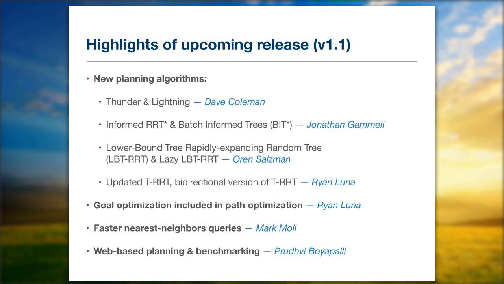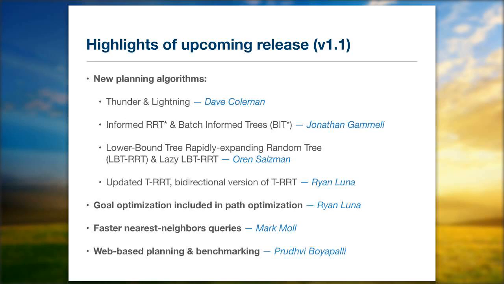We have a release coming up in the next couple of months. We don't have a firm deadline, but these are some of the things that will definitely be included. A bunch of new planners, two of which are called Thunder and Lightning. They're based on experience-based planning methods, and I'll talk more about that later. Then we have a number of optimizing planners, Informed RRT* and Batch Informed Trees, which provide asymptotic optimality. And then there's LBT-RRT, which provides approximate asymptotic optimality, or near optimality. That's a slightly weaker optimality condition, but hopefully with better runtimes. Then there's a new version of TRRT and a bidirectional version of that.